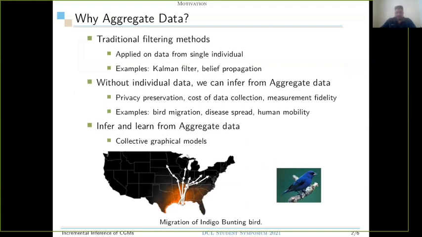For example, in bird migration analysis, we cannot keep track of each individual bird migrating from one geographical area to another. Instead, we can record the observations in terms of bird counts at geographical locations at different time steps. The traditional filtering algorithms, such as Kalman filter, cannot be applied on such aggregate level data.